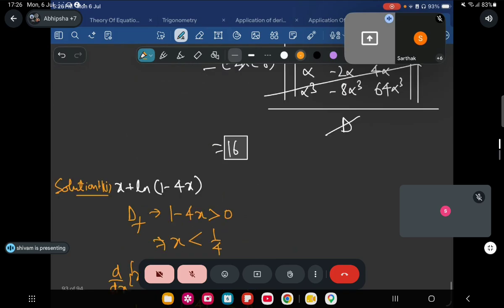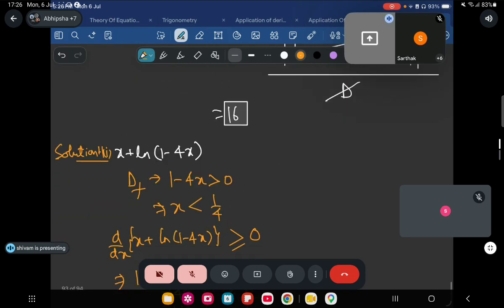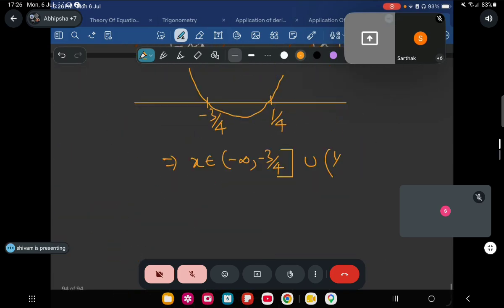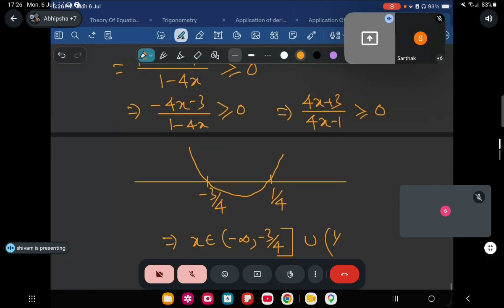Acha, but we need to check the domain also. Domain is x should be less than 1 by 4, right? X should be less than 1 by 4. So this will be the range, okay? X increasing in minus infinity, comma, minus 3 by 4. This is where the function is increasing.